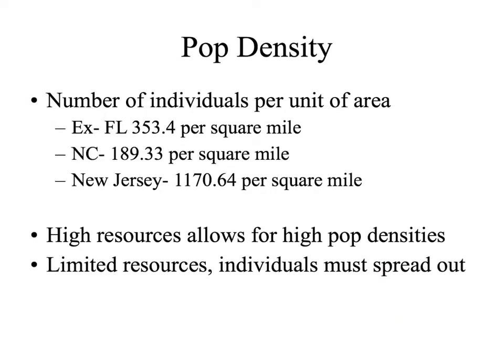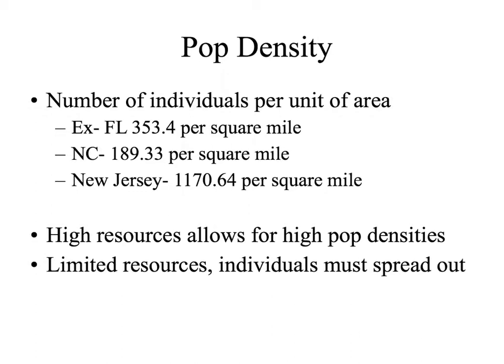Humans like to figure out population density, particularly for our own population. For example, you can look up the population density by state. Florida has a population density of approximately 353 people per square mile. North Carolina has a population density of 189 people per square mile. Last I checked, New Jersey was the most dense state with 1,170 people per square mile.